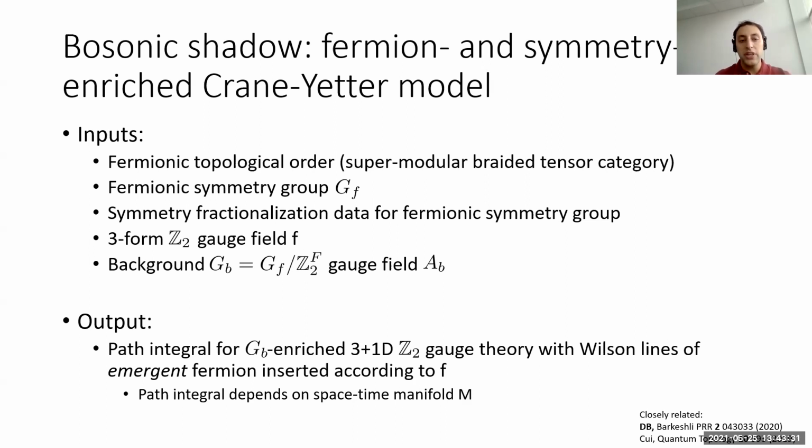This is actually a generalization of what we used in the bosonic case to compute anomalies in some of our previous work. And in that case, we could just stop here. This was enough to give us a bosonic SPT, but when we're inserting a fermionic topological order, we get something topologically ordered in the bulk instead.